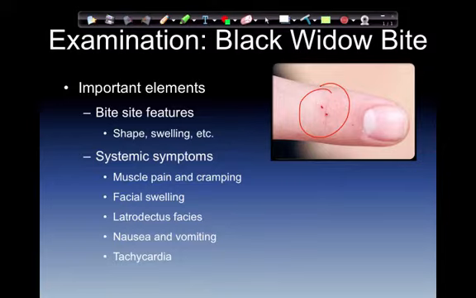Systemic symptoms can start within about 30 to 60 minutes or can be delayed for a few hours. They generally start at the site and spread outward, but they are muscle pain and cramping, and then this starts progressing to larger and larger muscle groups.